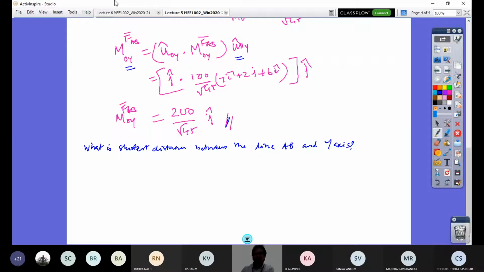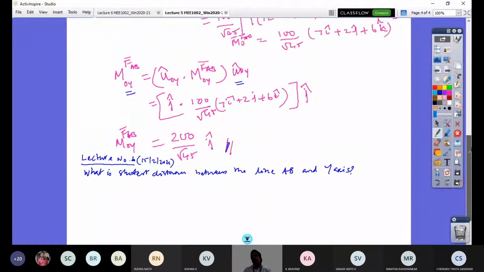So maybe this is lecture number 6. Today's date is 15/2/2021. Right. So how do you find the shortest distance for the same problem?